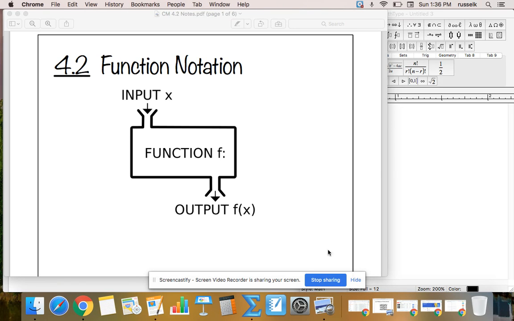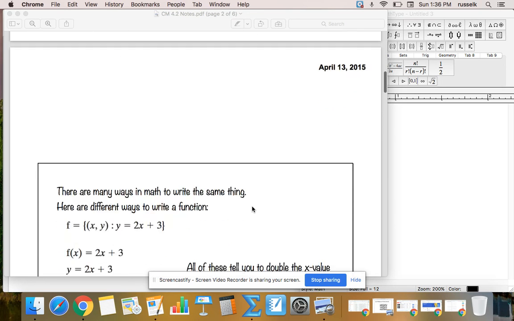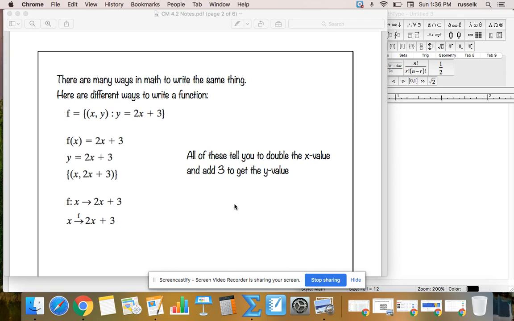Hopefully you recognize f of x. F of x is the same thing as y, so that's really what function notation means. There's lots of different ways to write equations. All of these things mean the same thing. They all tell you to take x, multiply it by 2, and add 3 to get y. Most common forms that we're going to come across is either y or f of x. So that's what we're going to look at in this section.